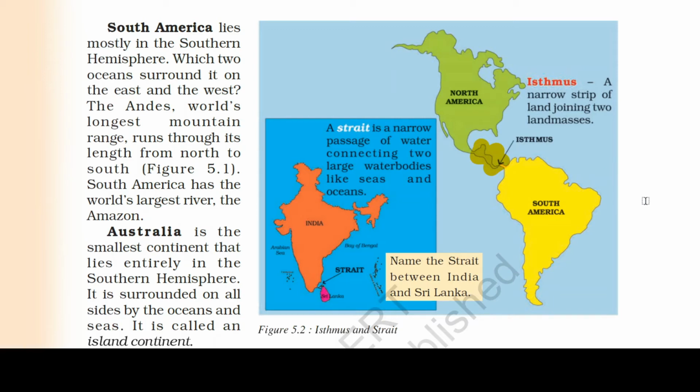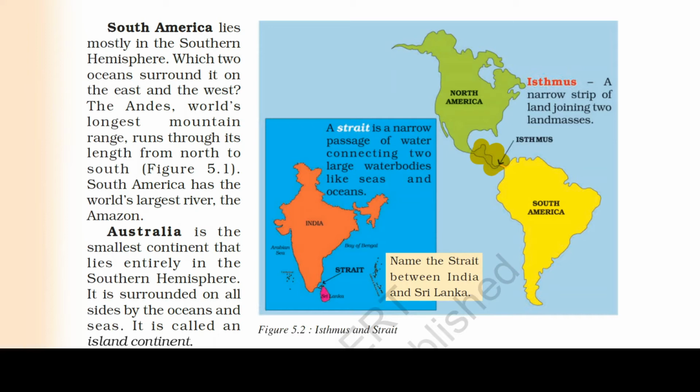Next we will discuss South America. It lies mostly in the southern hemisphere. Which two oceans surround it on the east and west? Can you name them? They are the Pacific Ocean and the Atlantic Ocean. The Andes, the world's longest mountain range, runs through its length from north to south. South America also has the world's largest river, the Amazon.